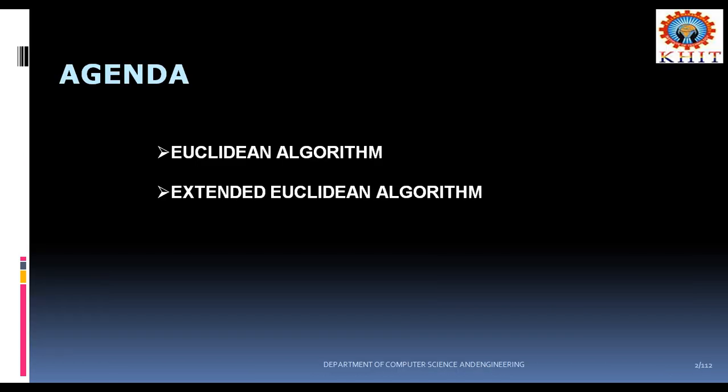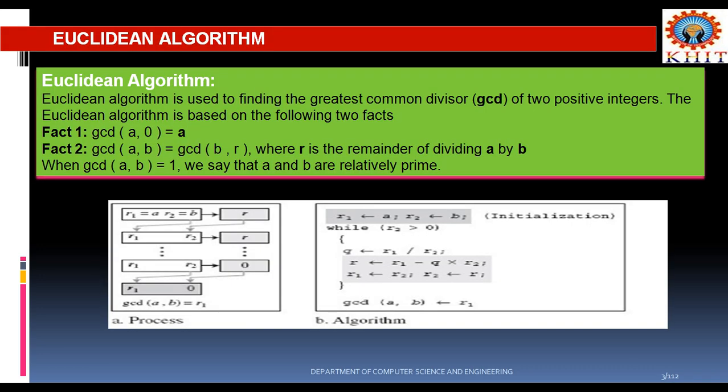Dear students, today I am going to explain the Euclidean algorithm and the extended Euclidean algorithm. In the previous class, I already explained the Euclidean algorithm. The main purpose of this algorithm is to find the greatest common divisor of two positive integers. The Euclidean algorithm is based on two facts.